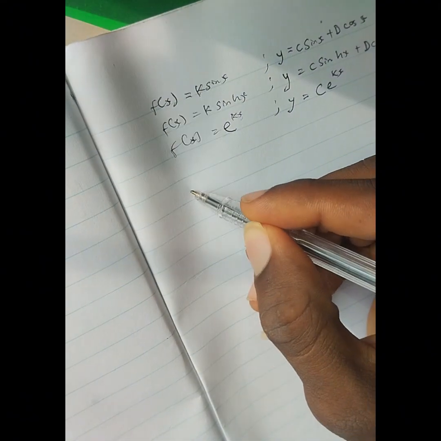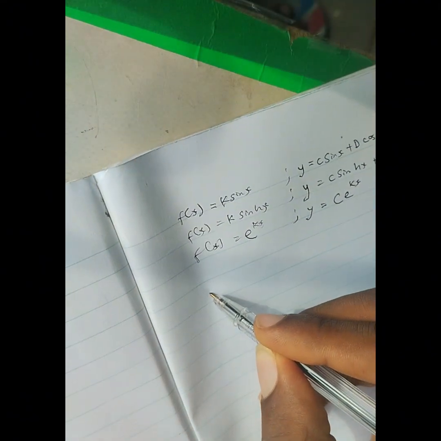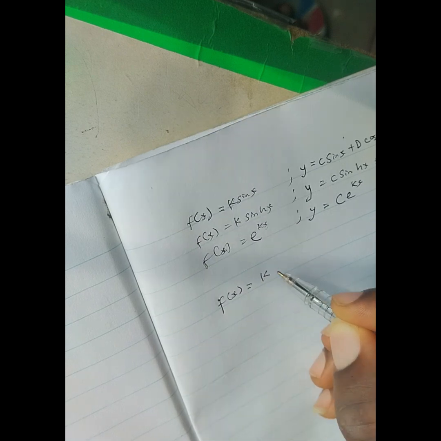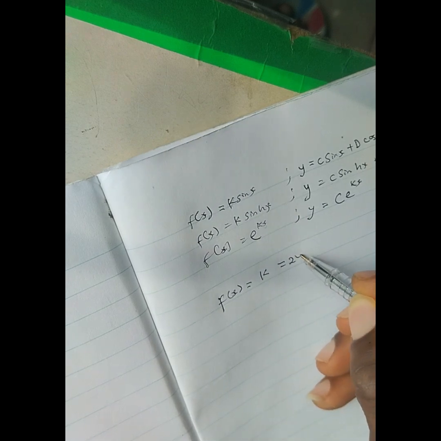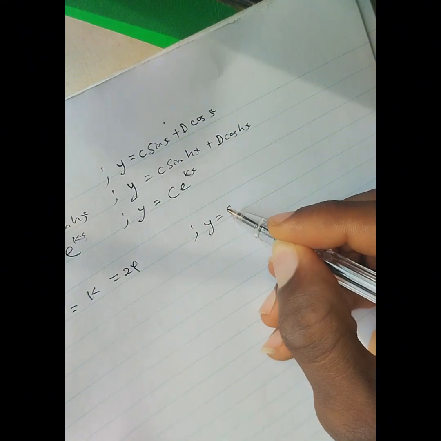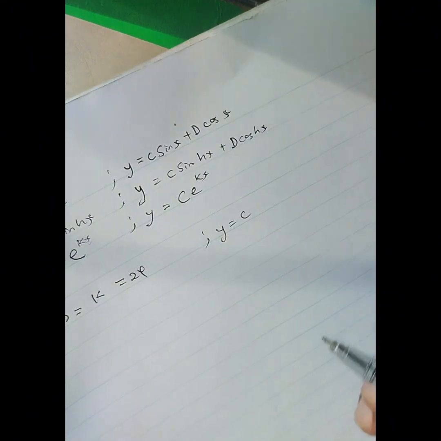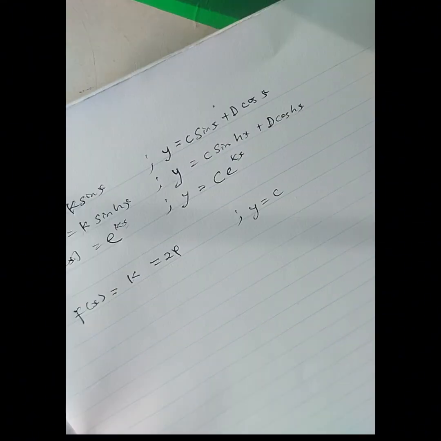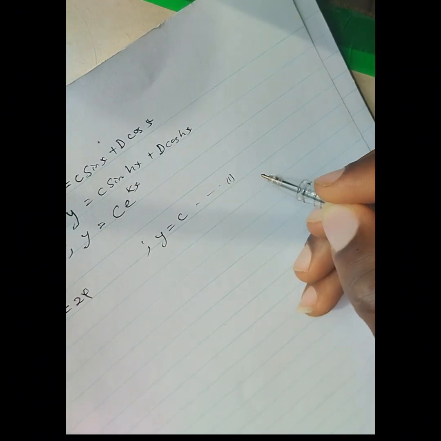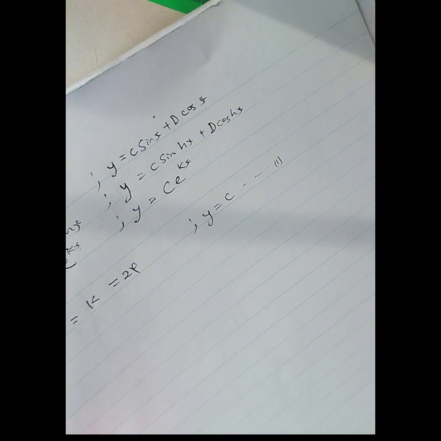Since your function of x is equal to k, which is also equal to 24, you now do your y is equal to c. So this is where the other part starts. Now you can take y is equal to c as equation 1.